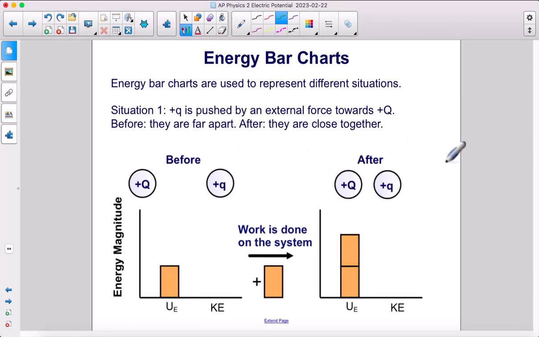Energy bar charts are used to represent different situations. Situation 1. Little positive Q is pushed by an external force towards big Q. So the before is that they're far apart, the after is that they're close together. So from an energy bar chart perspective, we start out with some potential energy, and then work is done on the system by this external force, which adds energy to the system in the form of more potential energy.